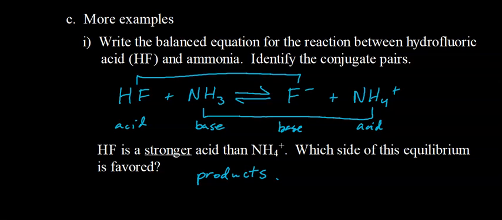Since HF is a stronger acid than NH4 plus, the products will be favored, meaning there will be more products at equilibrium than reactants.